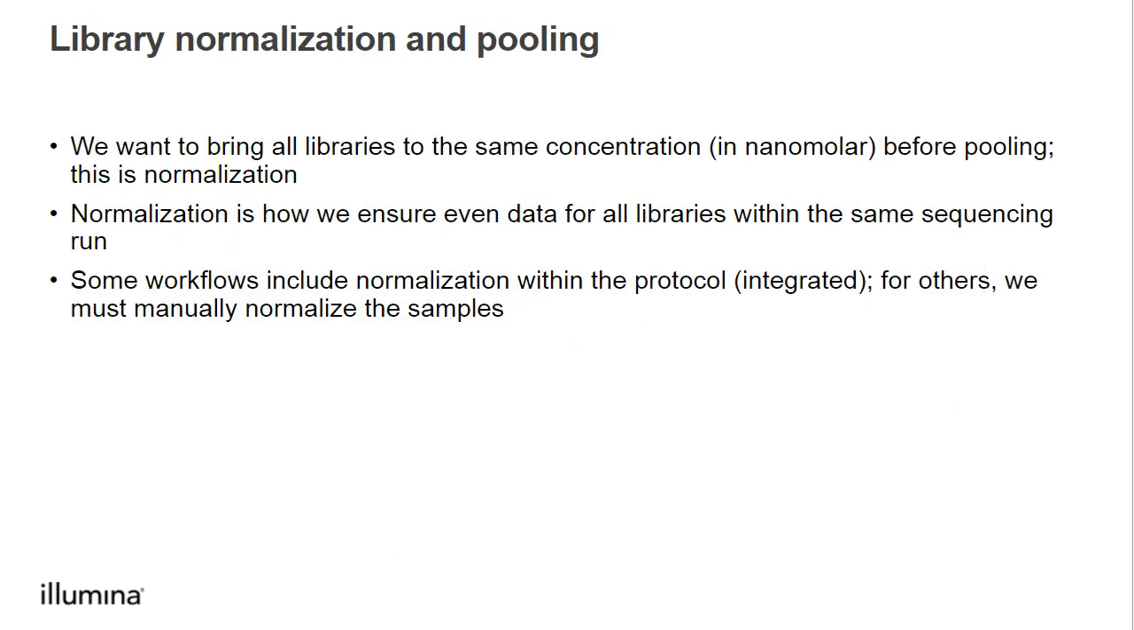Once we determine the number of samples we can pool together, we can start pooling. So we want the data in the sequencing run to be distributed evenly across all of our samples. For even coverage, we will first want to normalize the libraries. This process brings all of the libraries to the same concentration. Some library preparation kits include reagents or have mechanisms that normalize the samples for us. For other workflows, we will normalize the libraries by hand, and we call this manual normalization.